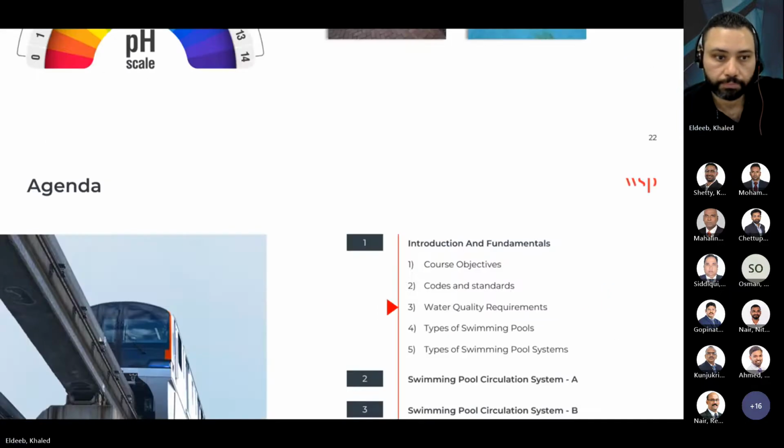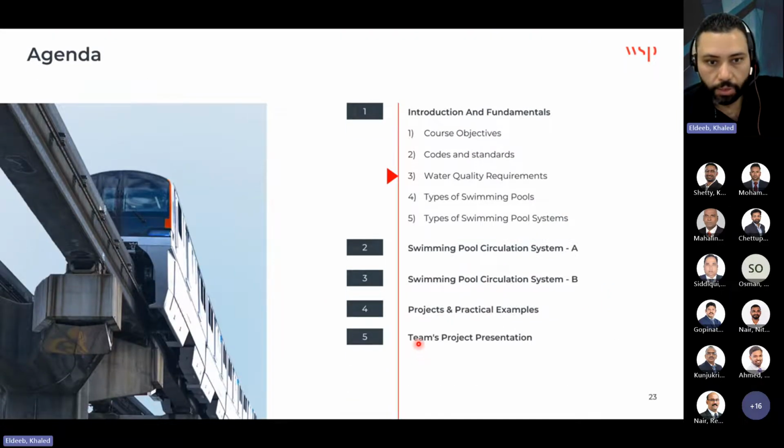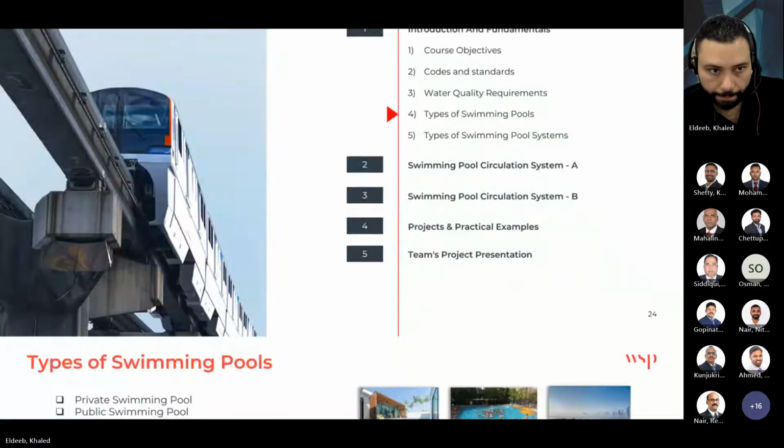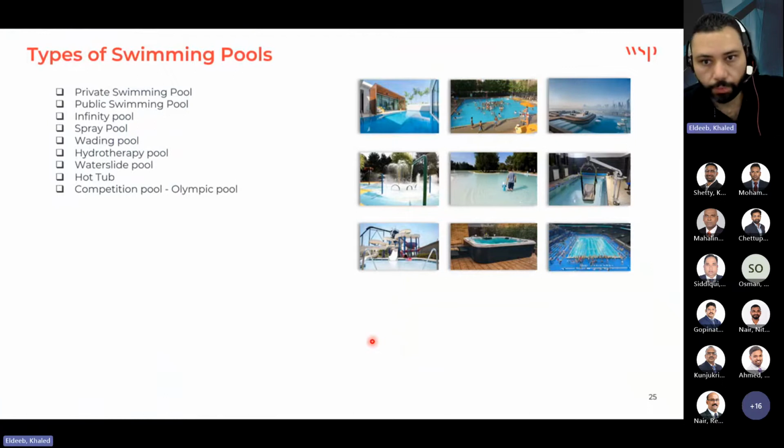Okay, so topic number 4, types of swimming pools. As we saw in the previous section, the quality of water could be easily impacted by many factors. So we need to understand the different types of swimming pools in order to decide the best approach to treat the water accordingly.